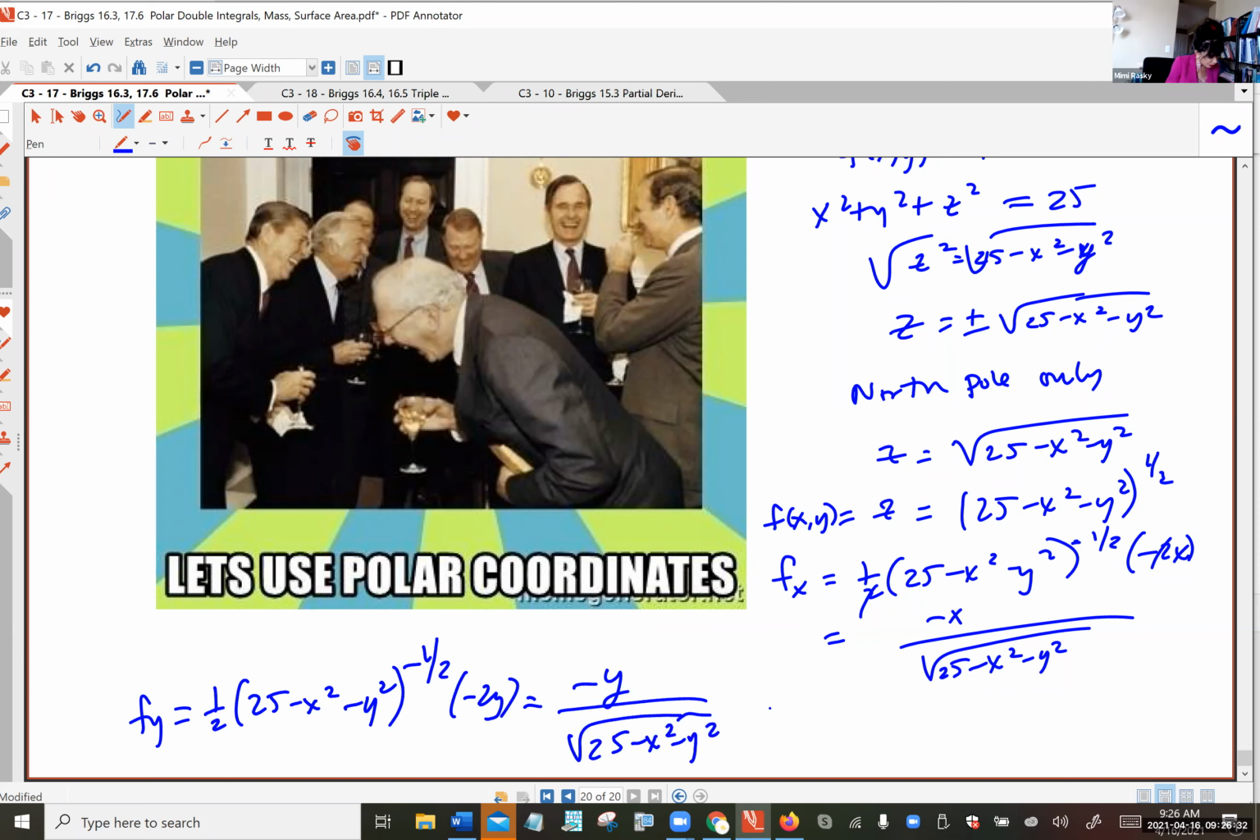So I got my first partials, and they're not very pretty. And it's like, oh man, this is not looking good. And it is going to be messy. Really? Oh, yeah, I'm not going to lie.